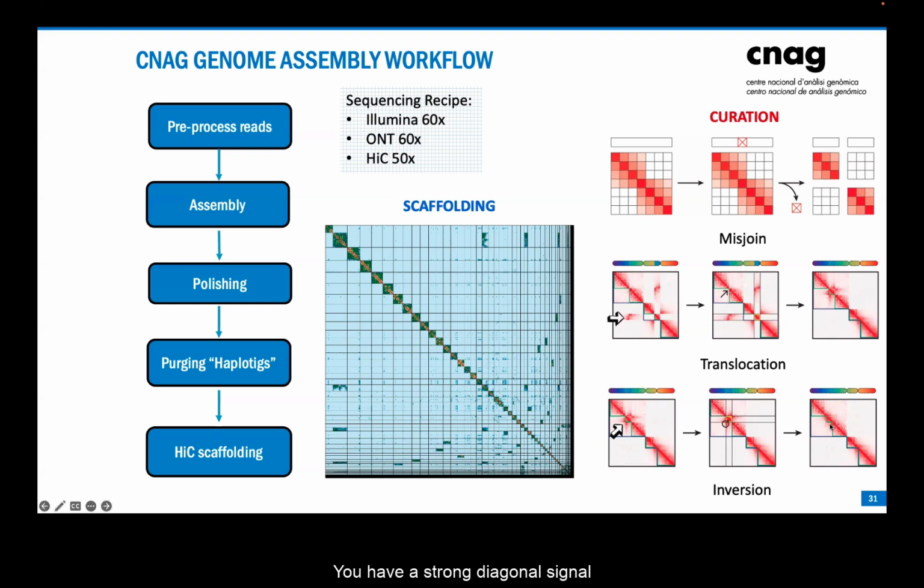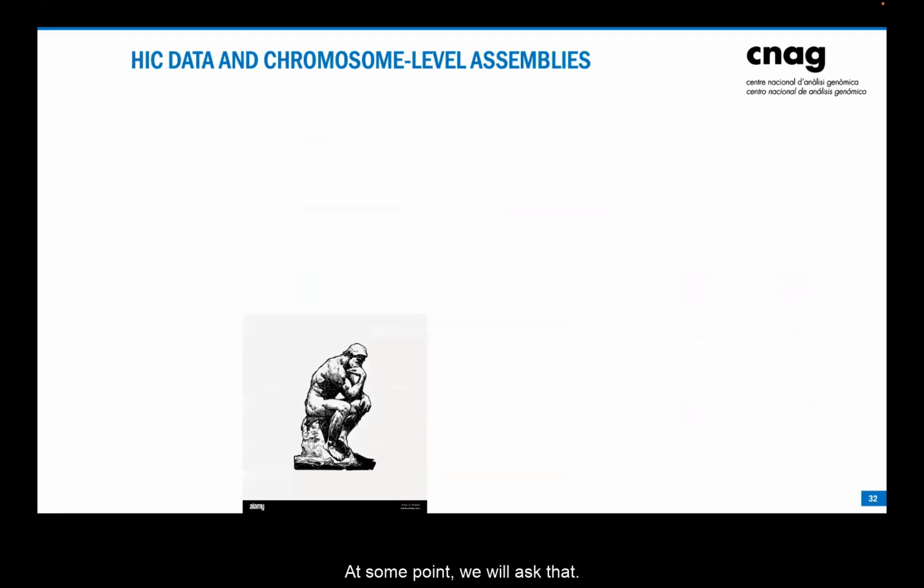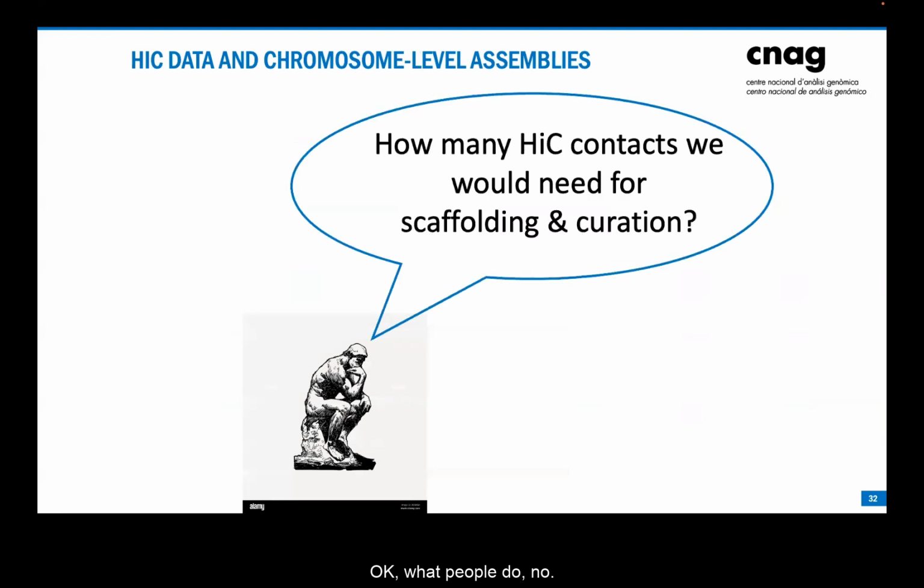You have a strong diagonal signal with a checkerboard pattern, but everything, the contacts correlate with distance, the linear distance in the chromosome or in the superscaffold. Okay? At some point, we will ask that. But how much HiC data do you need? How many pairs do you need to do a good chromosome-level scaffolding? So that got me thinking, okay, what do people do? How many contacts would we need for scaffolding and curation? So there's nothing written about it.